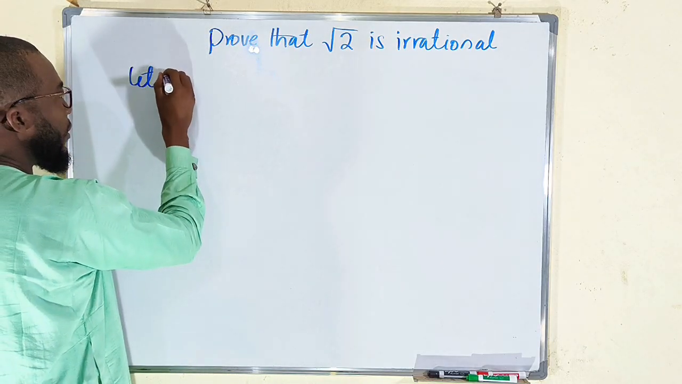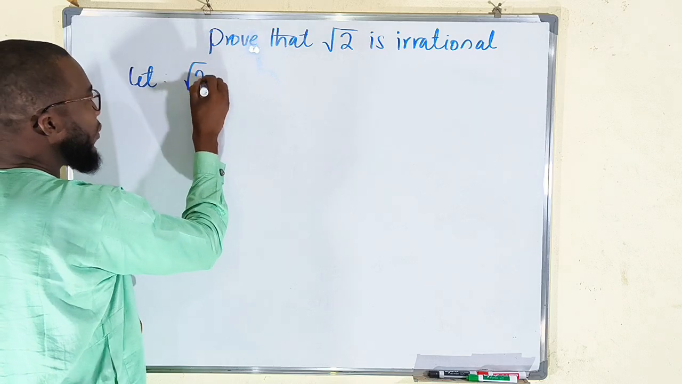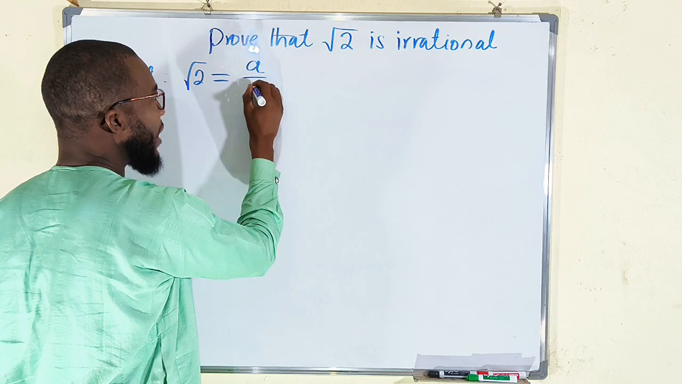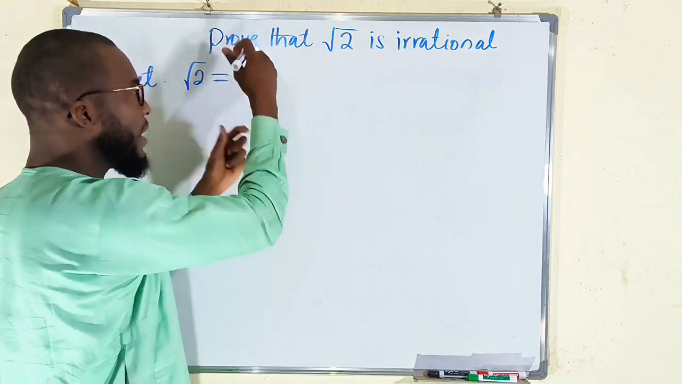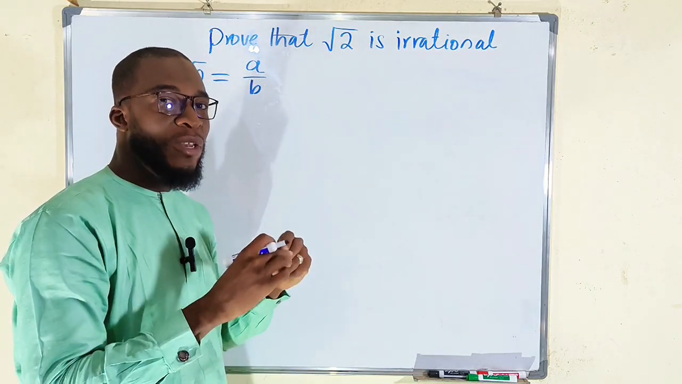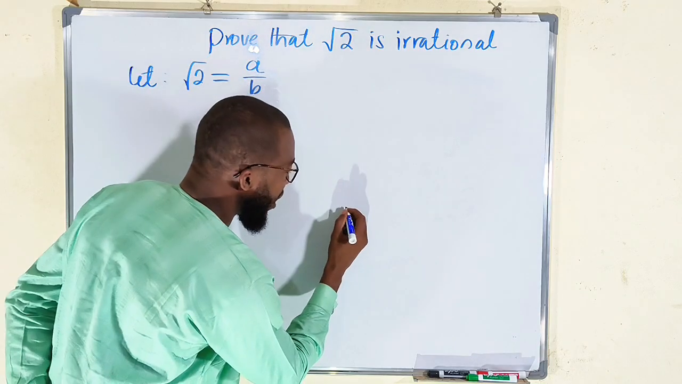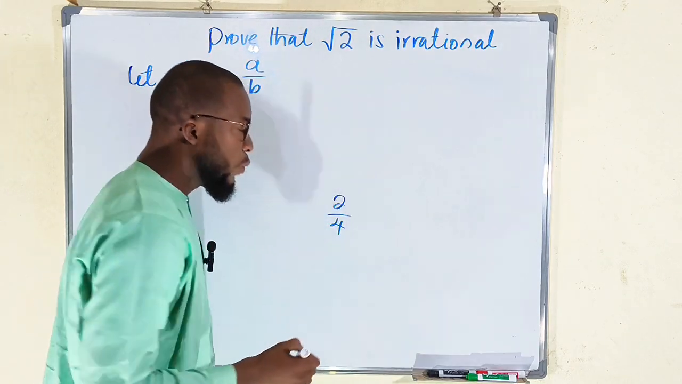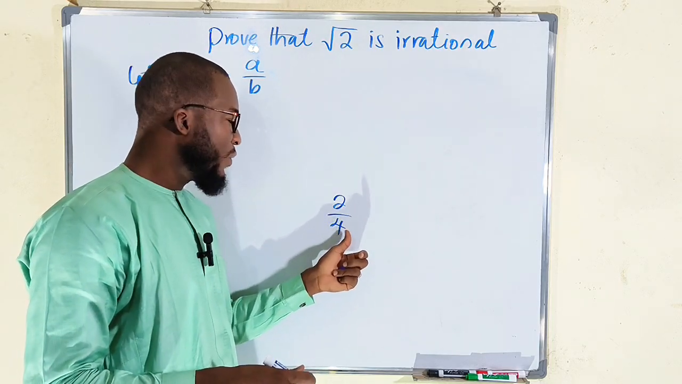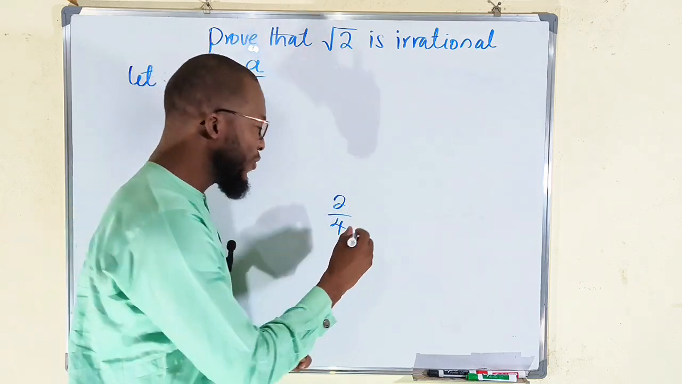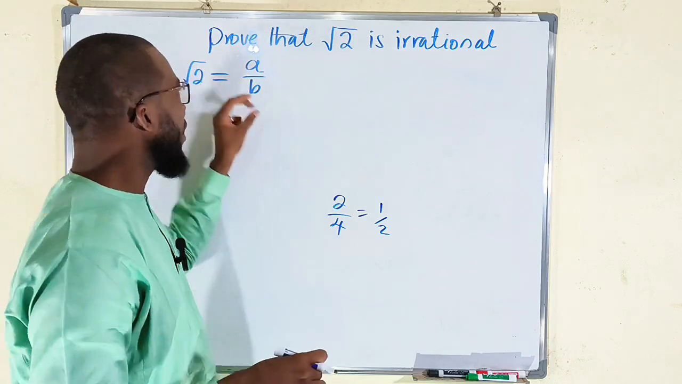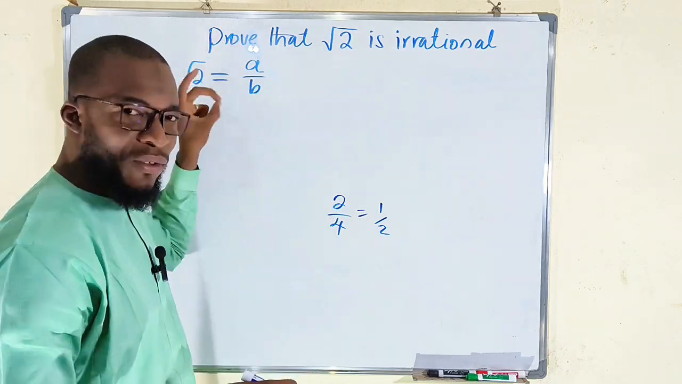Let's assume that the square root of 2 is rational, meaning it can be expressed as a numerator divided by a denominator. We may choose a divided by b, for which a divided by b is in the lowest term. They are non-reducible. For example, 2 divided by 4 can be reduced because 2 is a factor of 2 and 2 is also a factor of 4, so you can reduce it to 1 divided by 2. We want that fraction in the lowest term. We assume that this is non-reducible.